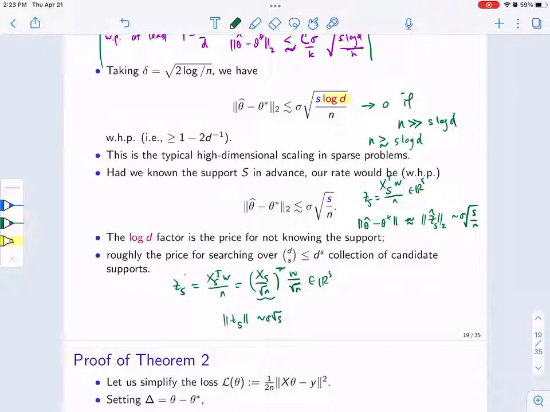Actually, we need n much bigger. So you need basically this to go to 0. It means n has to grow faster than S log D. But the key is that n can be much smaller than D. It has to be bigger than S, but there is a big gap between S and D. So n can be much smaller than the ambient dimension.